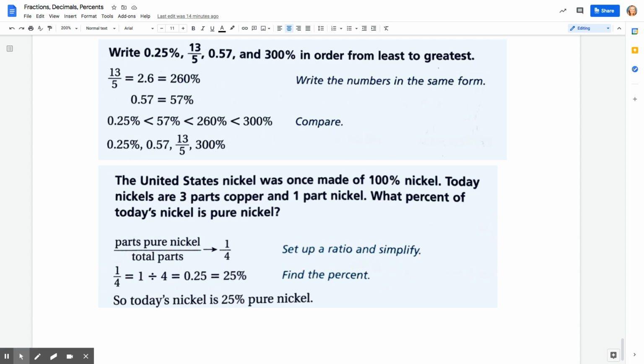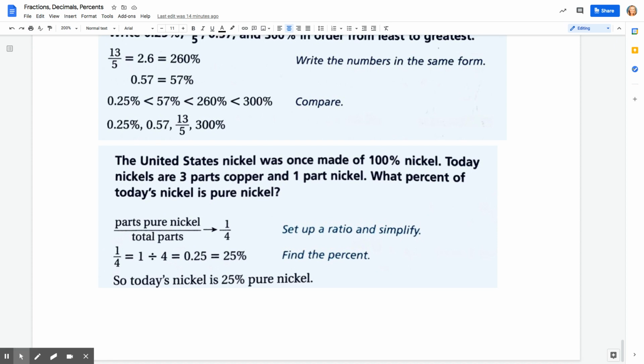Now I'm going to order my work pieces. I have 0.25% as my least. Then I have 57%. Then I have 260%. And then the largest is 300%. So now this is the comparing. This is the work step. That's not the answer. And now I must put the equivalent from what I was originally given as my answer. So 0.25% was in the original, drop it down. 57% was equated to 0.57, drop that down. Then 260% was equivalent to 13 over 15, drop that down. And then 300%, drop that down. This would be my final answer.